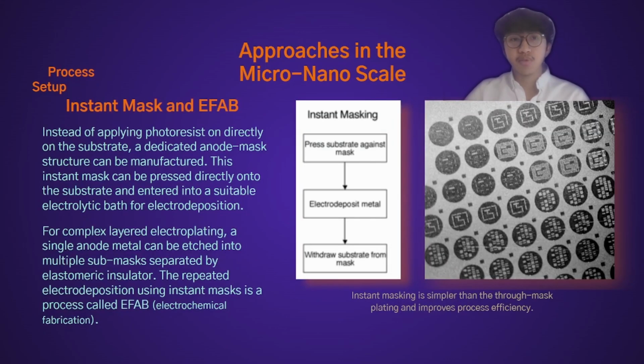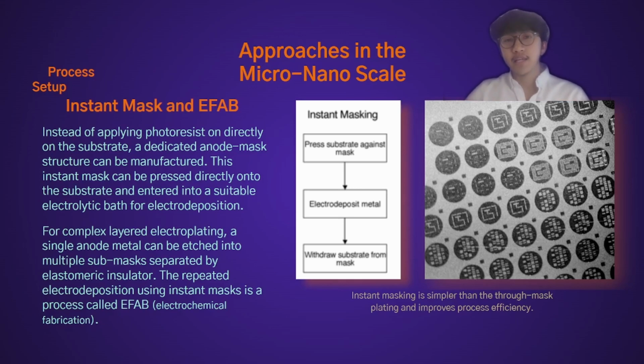The masking and plating procedure may be considered quite tedious for mass production. Hence another method is produced, namely the use of instant masks. The desired masks for each layer of deposition can be engraved directly on an anode. Therefore, instead of having the mask on the substrate cathode and a separate anode, the mask can just be pressed onto the substrate and immersed into the bath with current for deposition, and after that the mask can just be removed, which is a much simpler process.